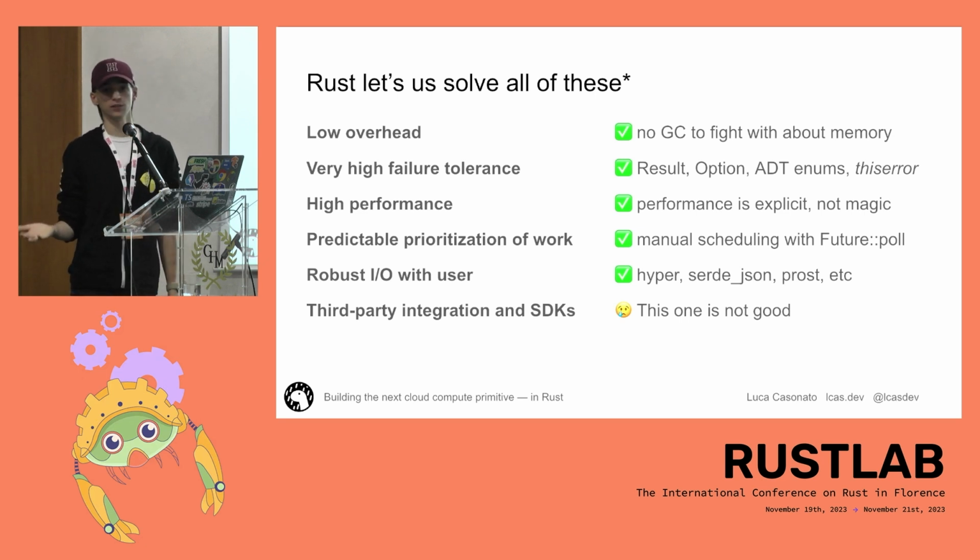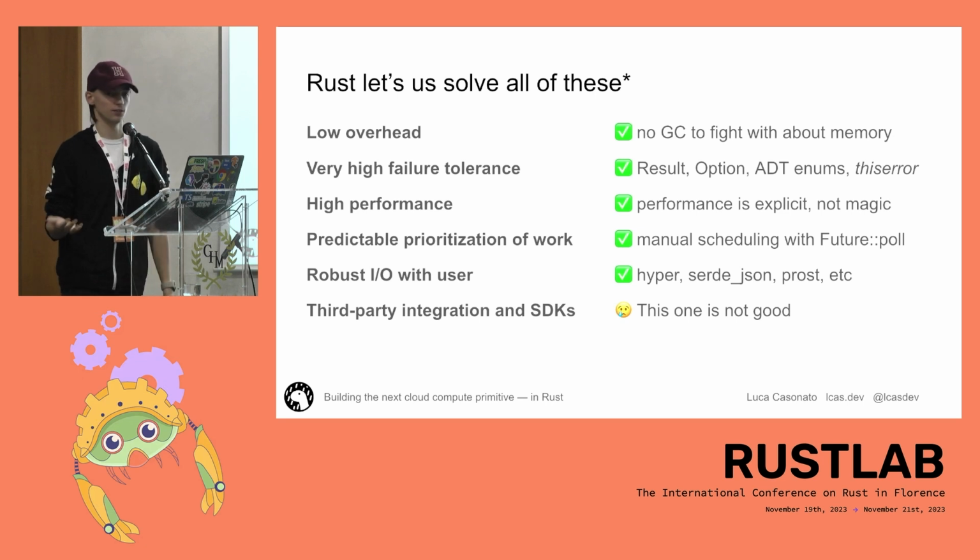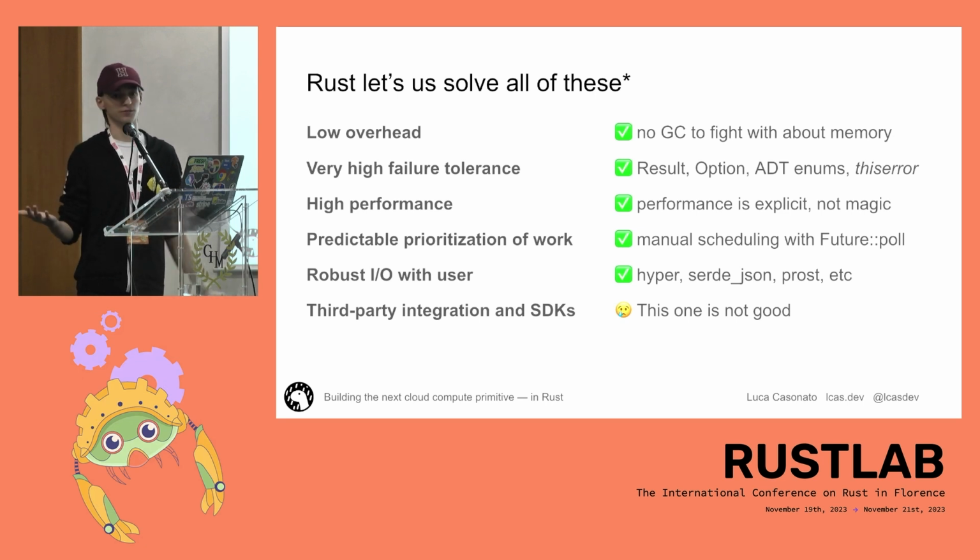And we have a really, really strong ecosystem of robust crates that deal with user input, like Hyper, right? Hyper does not panic when you send it an invalid bit of HTTP. And certainly JSON does not panic if you send it a quote too many.